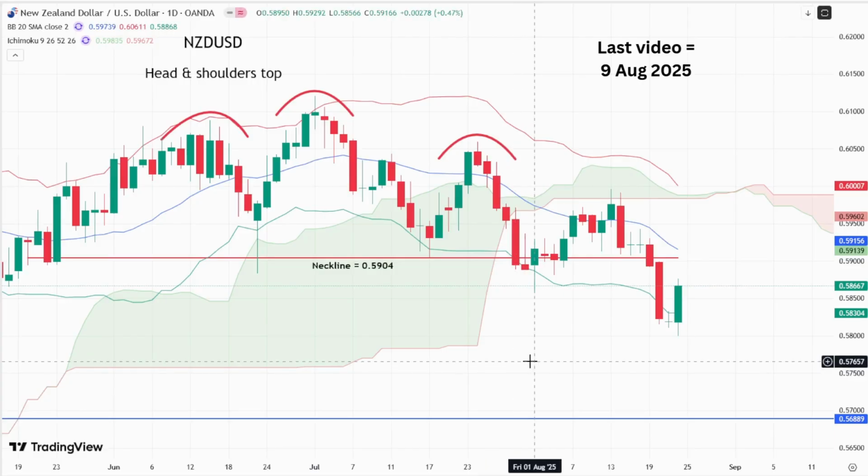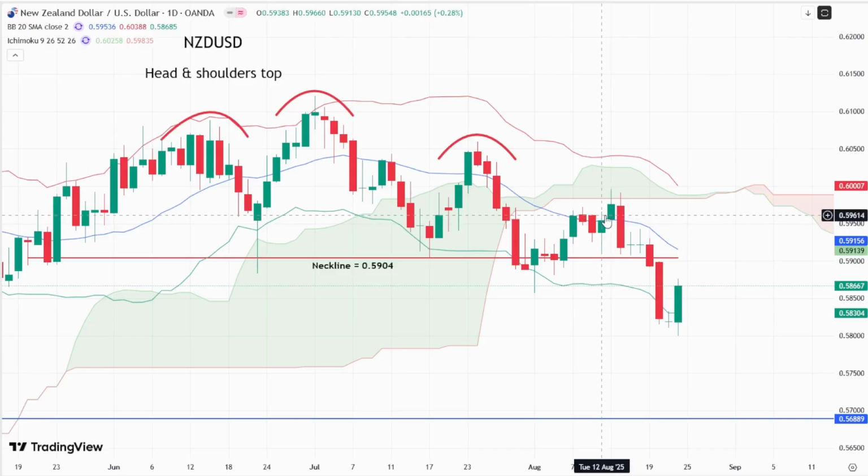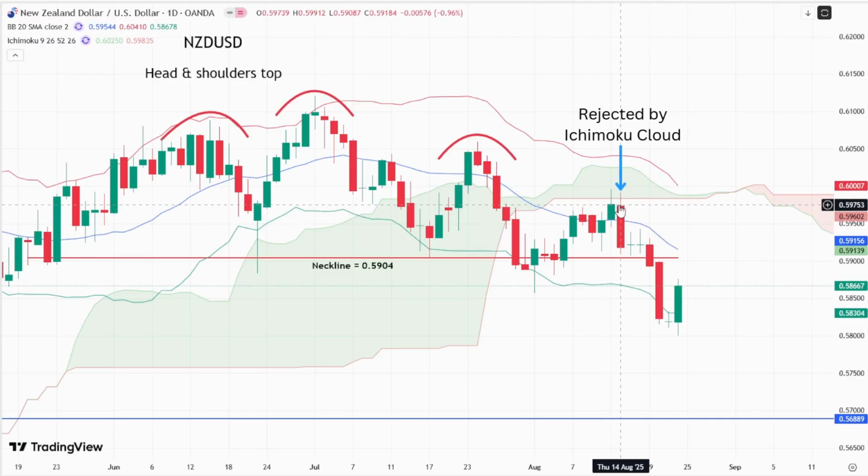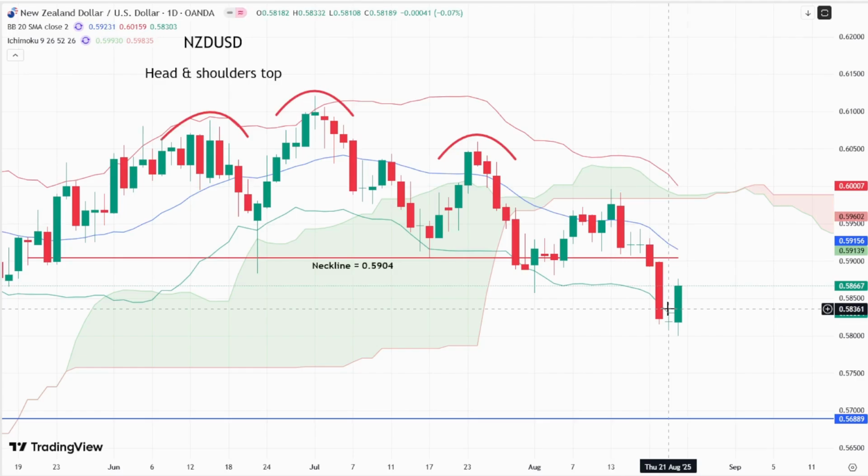In the last video on the 9th of August, I said to expect a bit more upside in the Kiwi dollar just in case the correction phase has not ended, and highlighted that a rejection could happen at the Ichimoku cloud, and this has happened. The latest decline is the bearish resumption phase.